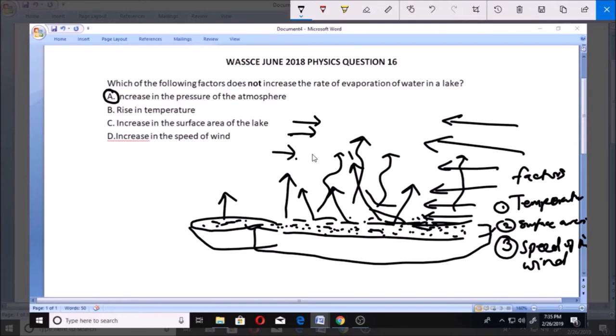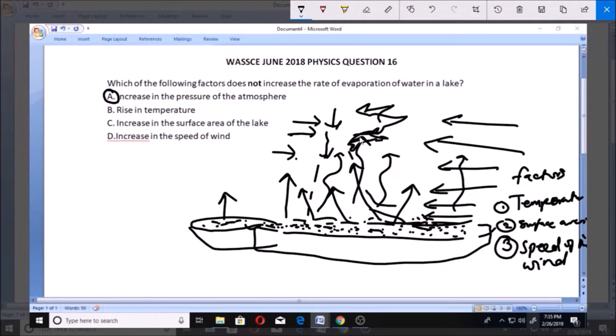If there is more pressure in the atmosphere, it will even force water to get back into the stream. So atmospheric pressure, forces of the atmosphere, will only make there to be lesser evaporation.